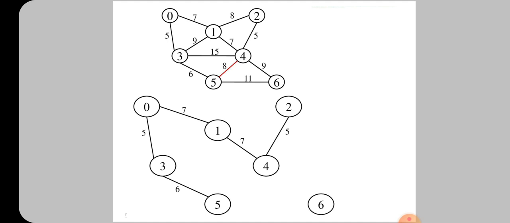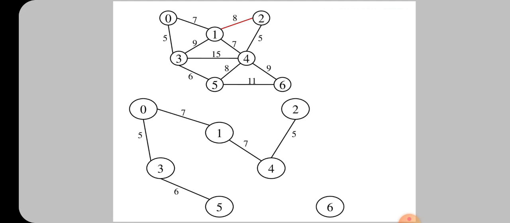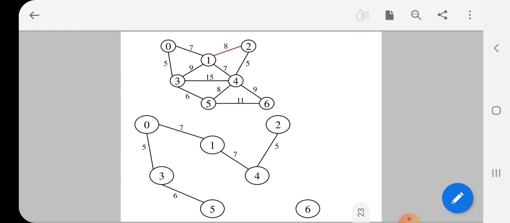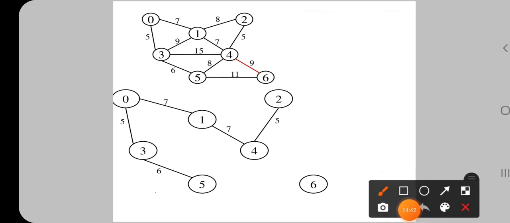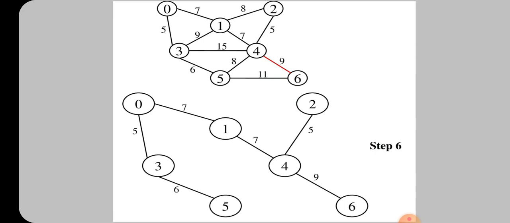That is shown here. If we select 4 5, then it forms a cycle, so we can't connect. Then if we select 1 2, it also forms a cycle. We can't add that edge. Then next, 9 is 4 6. When we select 4 6, it has no problem, it does not form a cycle, so we can add that edge. Now all the vertices are connected by edges, so we can stop here.